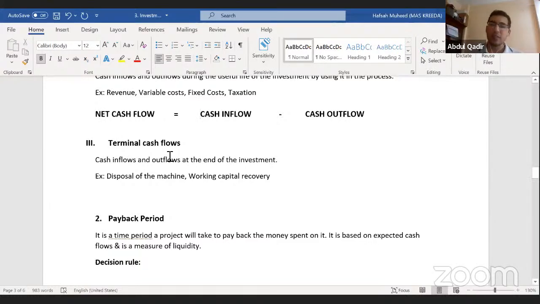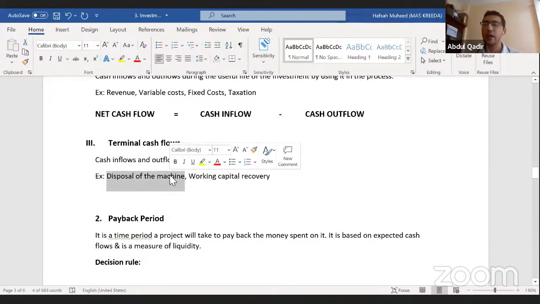So terminal cash flows is, like I said, which comes at the end of the project. That is generally, if the question says the lifetime of the project is 5 years, that means cash flows which come in year 5, right? So these are cash inflows and outflows at the end of the investment. So stuff like disposal of the machine. The company might say you can sell this machine for 200,000. The scrap value, the residual value. So that is that, right?